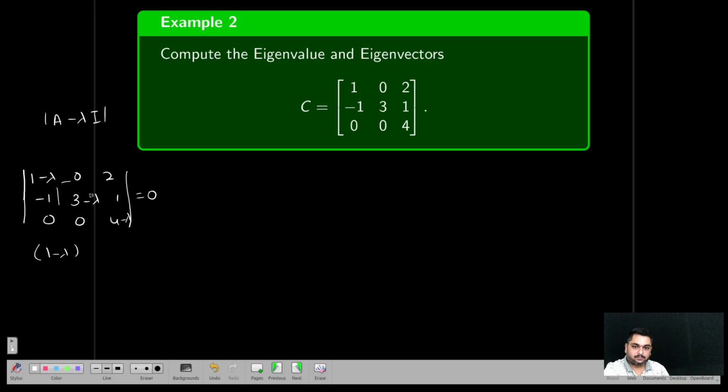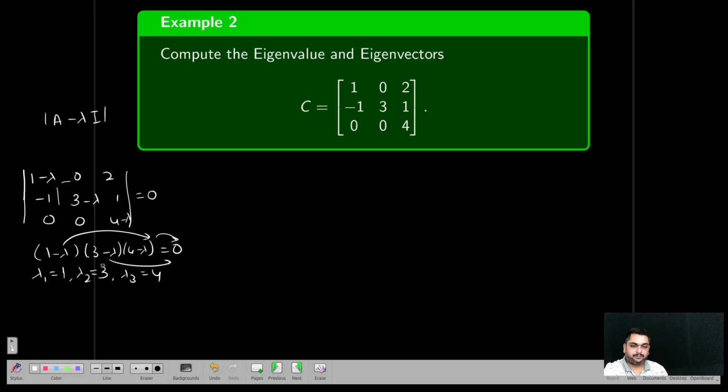This row, this column you have to ignore, and then multiply this, that is (3 minus lambda) into (4 minus lambda) minus 0 into it will be 0. Then again 2 into 0. So this is my characteristic equation. Now what will be the lambda values? Lambda 1 will be equal to 1, lambda 2 equal to 3, because I am equating this to 0 and this to 0. Directly I'll get these eigenvalues. So 3 eigenvalues are possible: 1, 3 and 4.